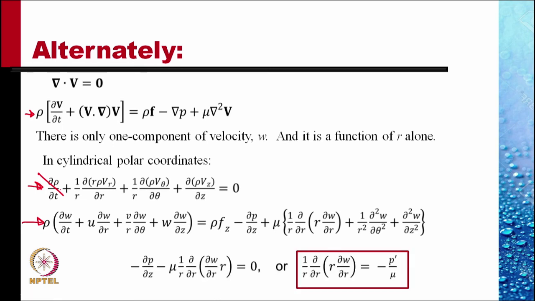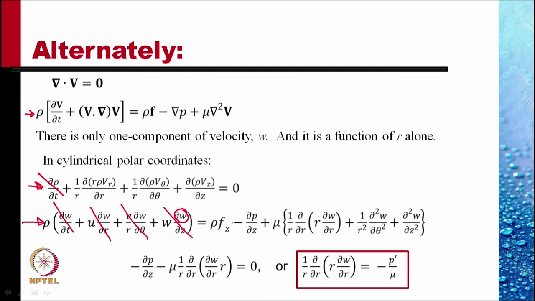Now, here this term is 0 because the flow is steady. This term is 0 because there is no u component, that is the component in the r direction, Vr. This is 0 because there is no v component, v is V theta, the swirl component. This component is 0 because the W velocity, though non-zero, is not varying with z.